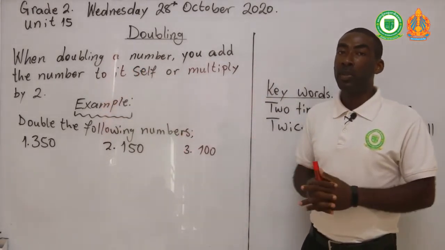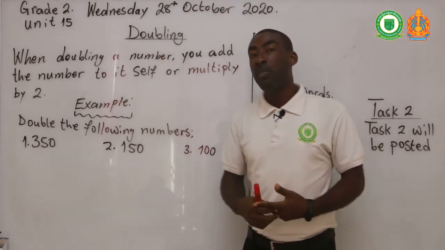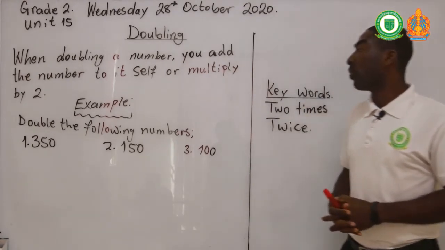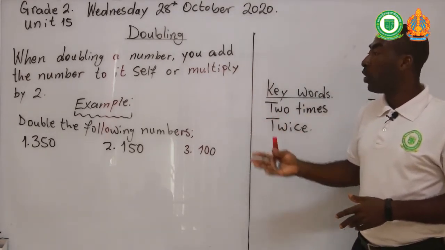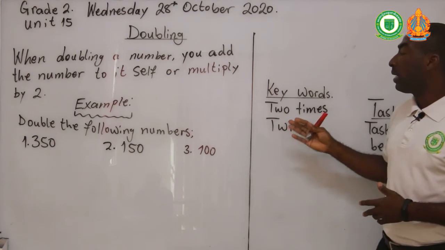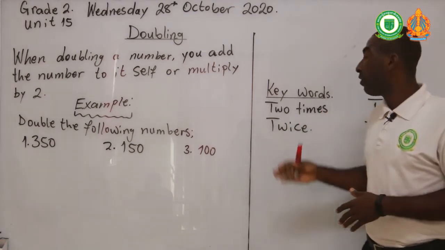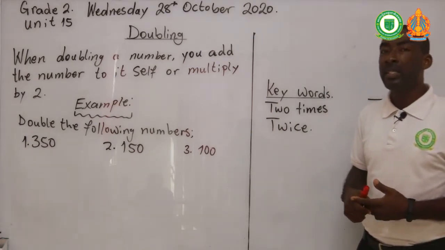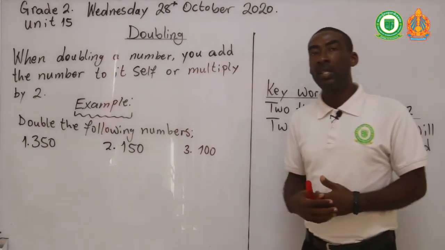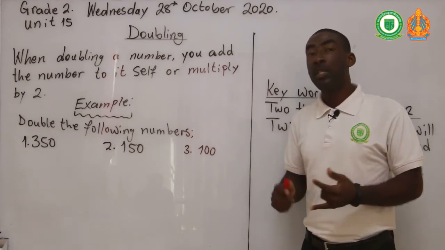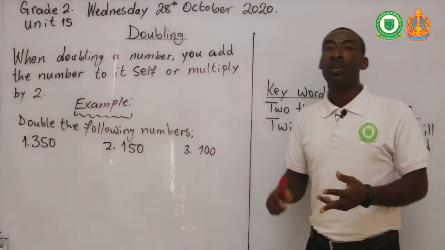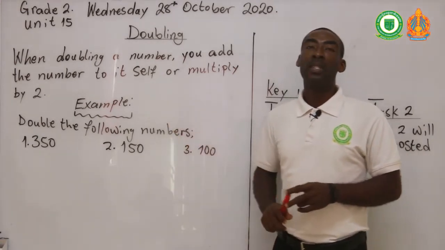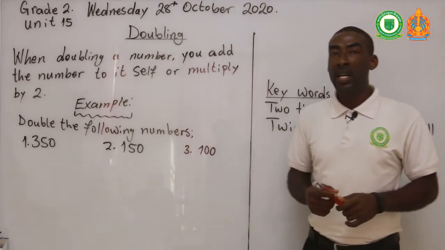Okay, so again, when you want to double your numbers, you have to add the number to itself, or you multiply by 2. So it's the same method that we're going to use, and our keyword, also meaning double, could also be 2 times of what you have, or you could be asked to find twice of what you have. So either you see double, 2 times or twice, it all means that you add the number to itself, or you multiply by 2.